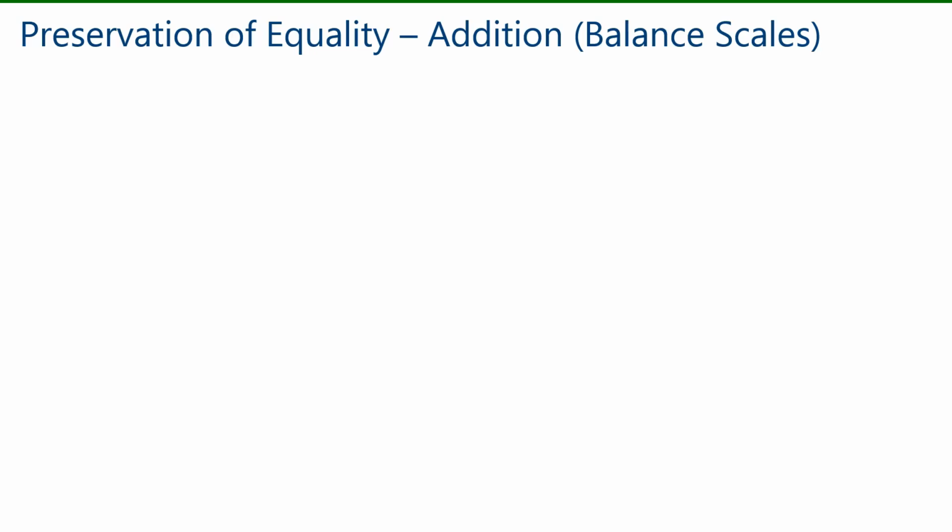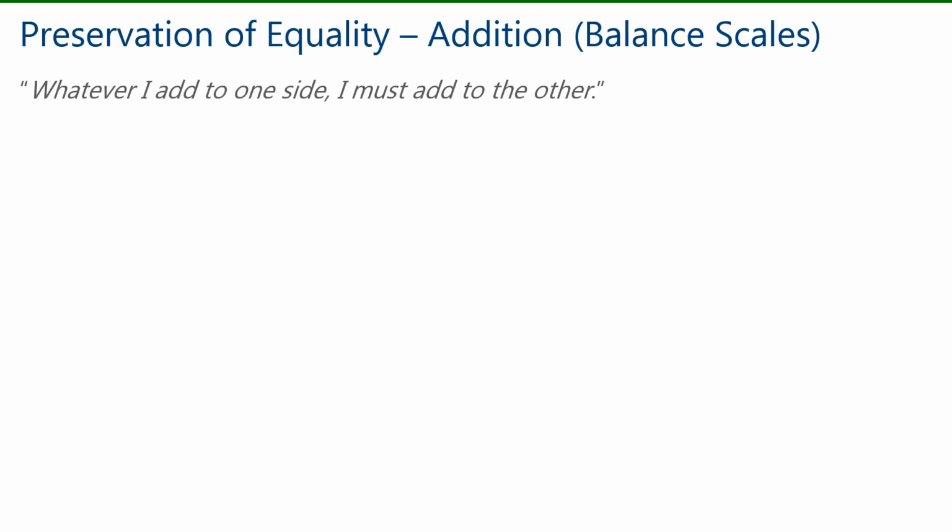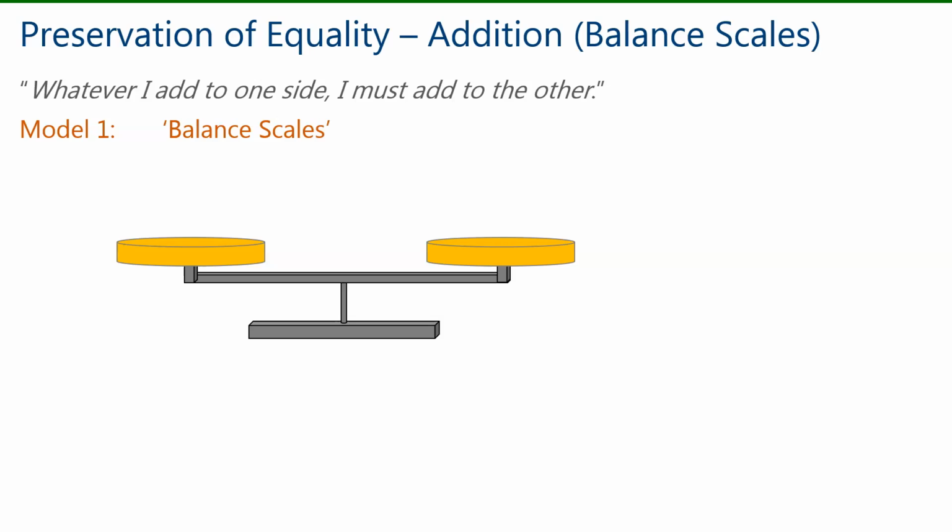As we delve into the preservation of equality concept, and we look at addition first of all, we're going to consider our two-pan balance. We'll use that model first. And we need to remember that whatever I add to one side, I must add to the other. That will maintain balance. So let's look at our balance scales. Here's our two-pan balance. And first of all, on the left-hand side, we've placed a mass of 12. And on the right-hand side, we've placed two 5 masses and a 2. We know that 12 equals 5 plus 5 plus 2. That's why our two-pan balance is level here.